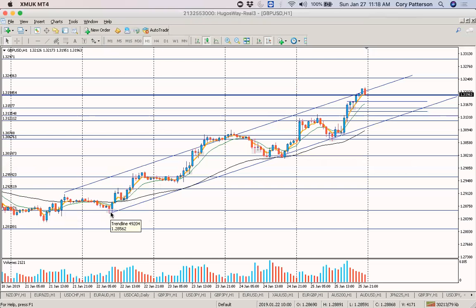GBPUSD. So notice that you got the low right here. You got a higher high. You got a higher low. You got a higher high. You got a higher low. You got a higher high. You got a higher low. Another higher high. And now we are sitting at this level trying to determine where this is going to go from here.